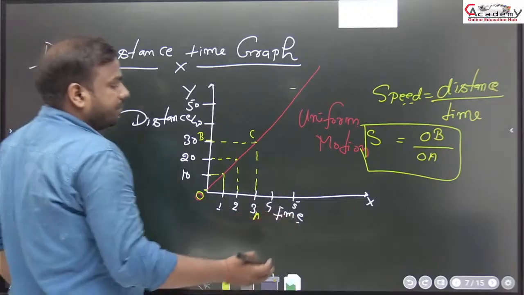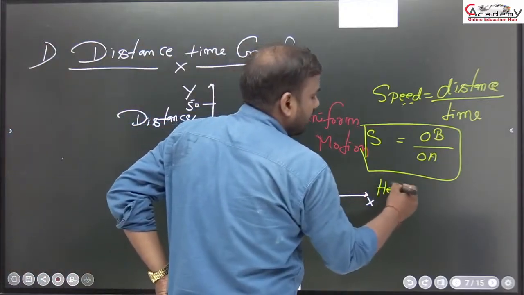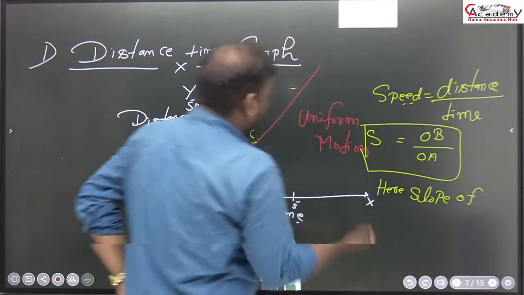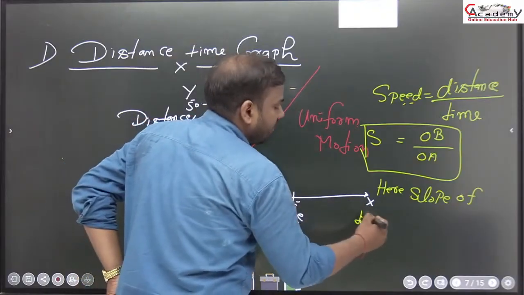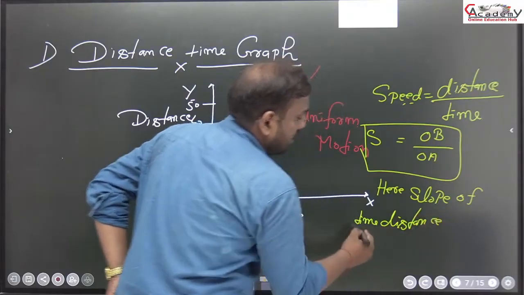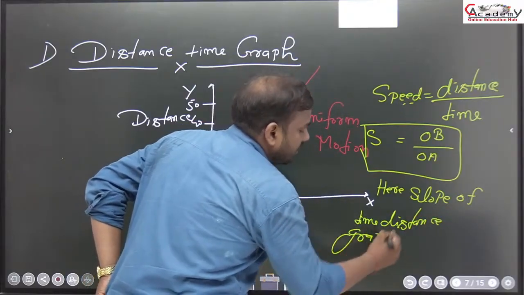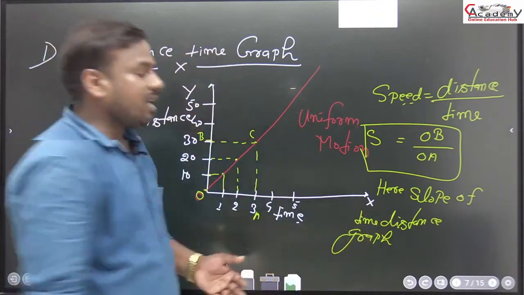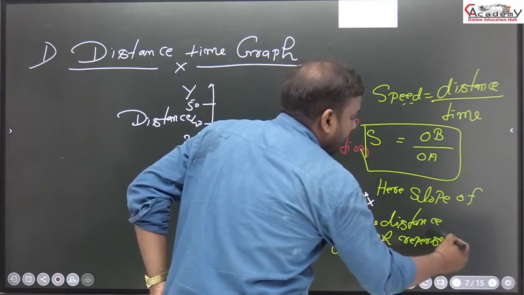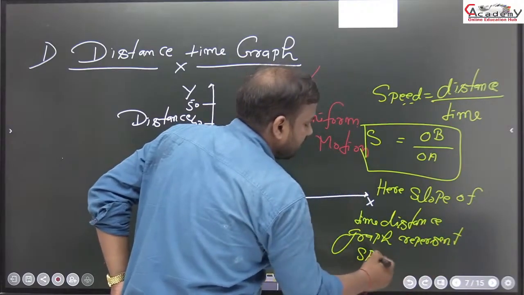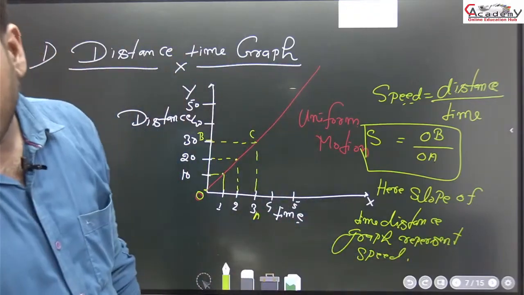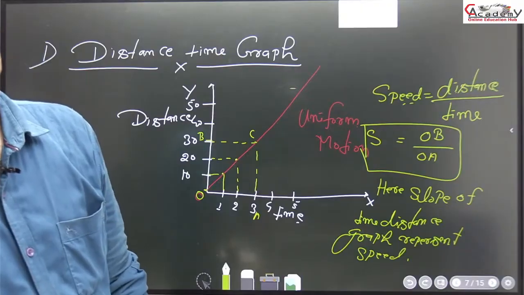Here, the slope of the distance time graph represents speed. Is that clear? Now comment here, is that clear or not? Hurry up.